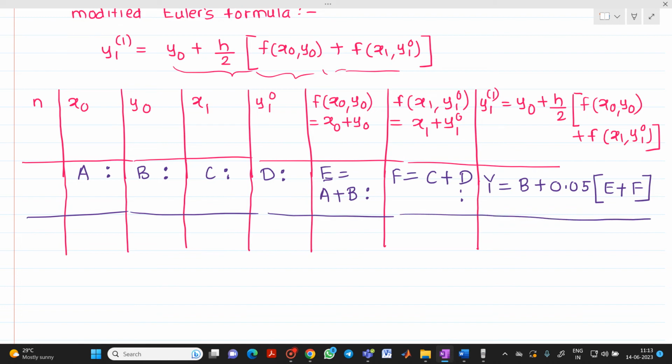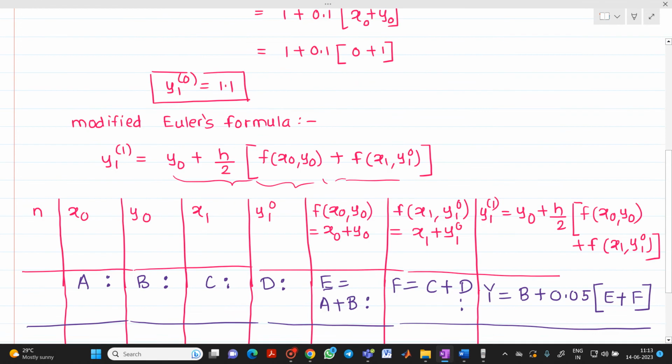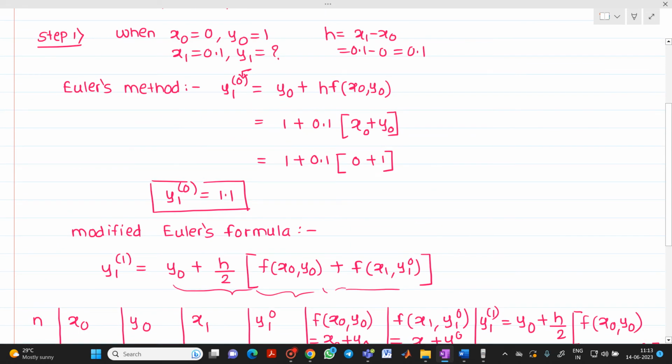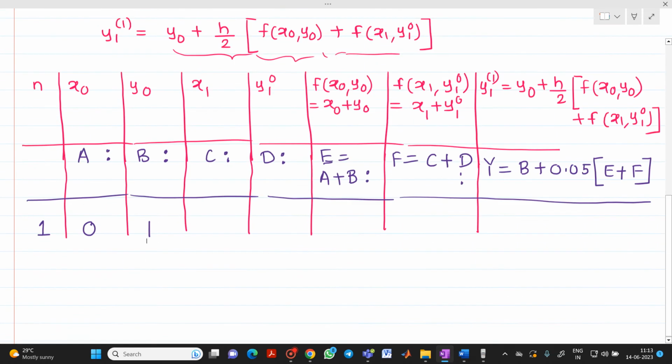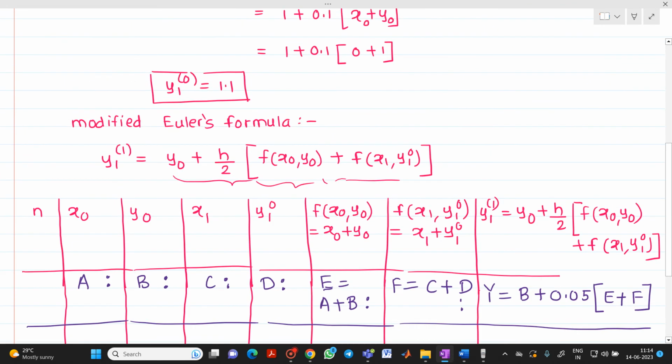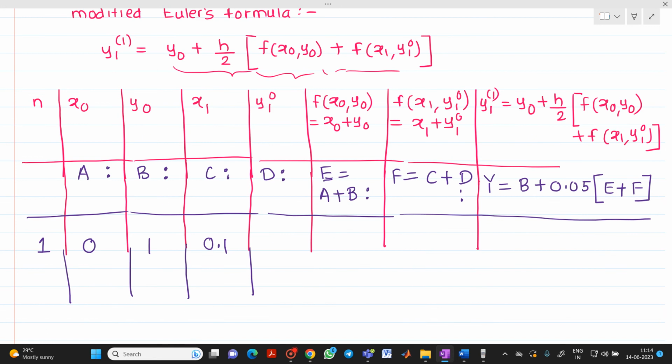So I will start with this first iteration. What is the value of x0 here? If you see, what is the value of x0? 0. What is the value of y0? 1. What is the value of x1? We have to determine it for 0.1. So let me write it here: 0.1. What is the value of y10? We got y10 as 1.1.